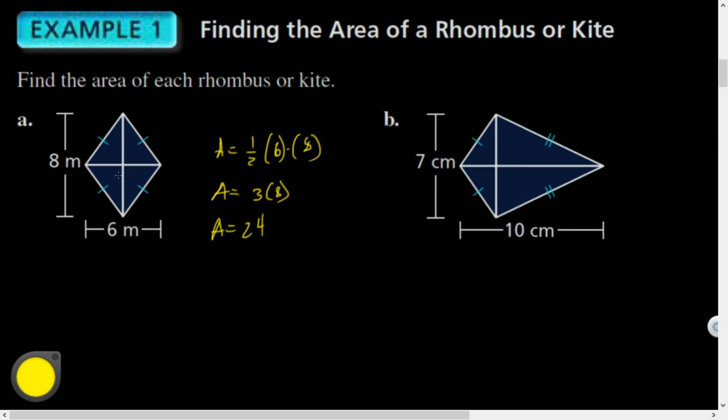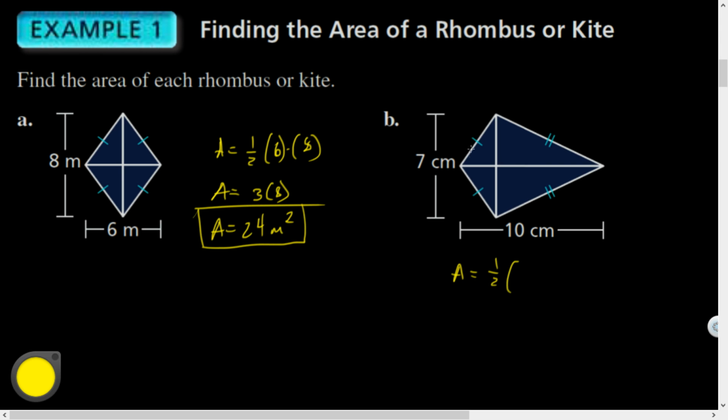And area is measured in square units. So this is in meters squared, right? No, because multiplication is commutative. You can change the order in which you multiply, whichever happens to be more convenient for you at the time.